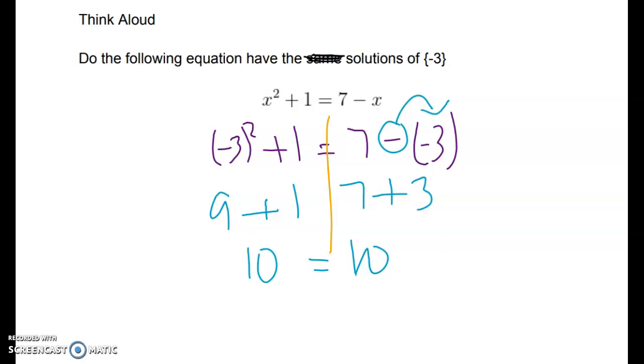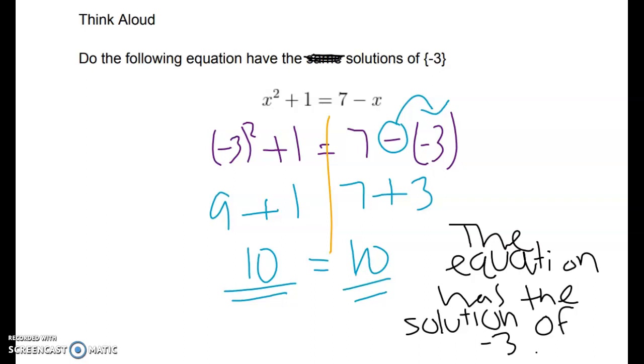Is 10 equal to 10? Yes, as long as my left-hand side is equal to the right-hand side, it is a true statement. So I'm going to write, yes, it does have a solution of -3.